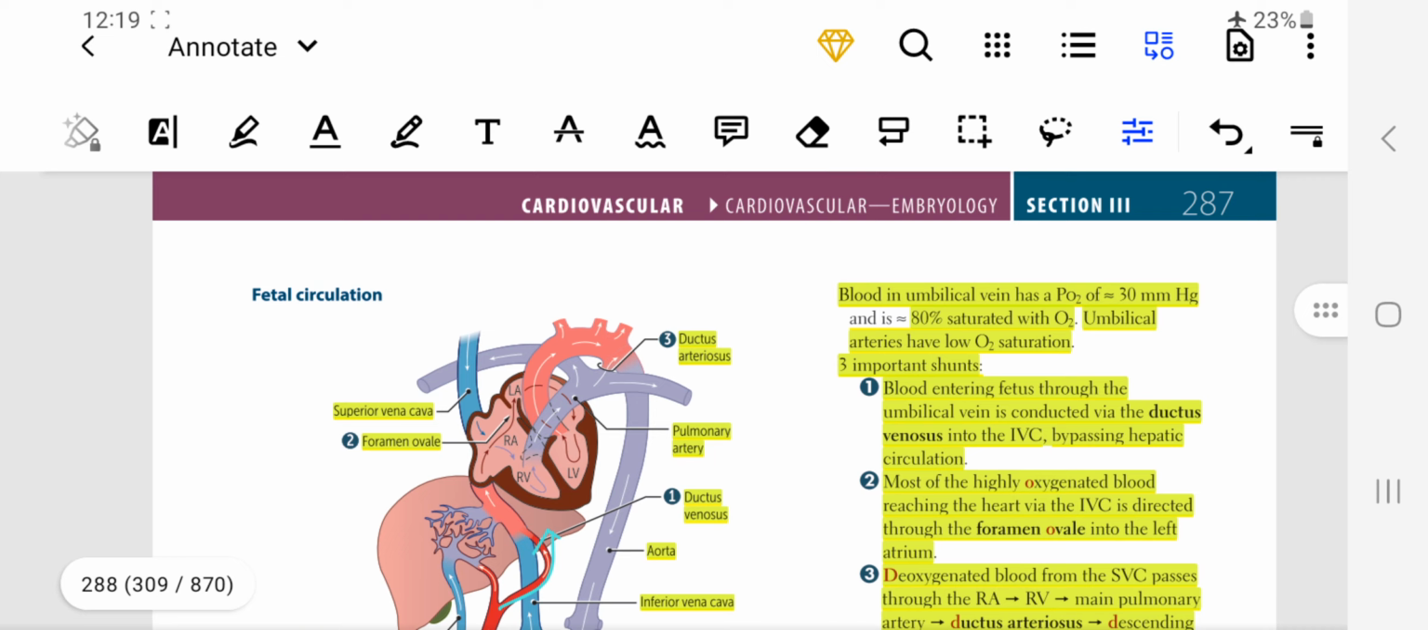Okay, fetal circulation. Blood in the umbilical vein has a partial pressure of oxygen of 30 mmHg and is 80% saturated with oxygen. Umbilical arteries have low oxygen saturation. Three important shunts: blood entering the fetus through the umbilical vein is conducted by the ductus venosus into the inferior vena cava, bypassing hepatic circulation. So this is ductus venosus, right?